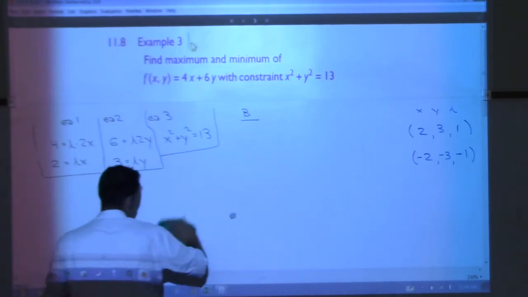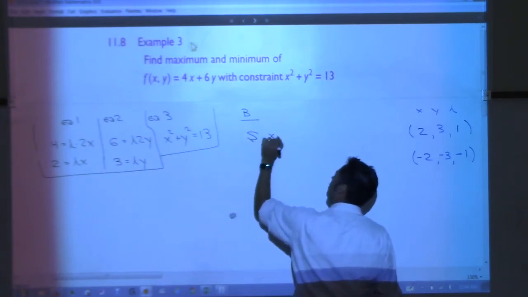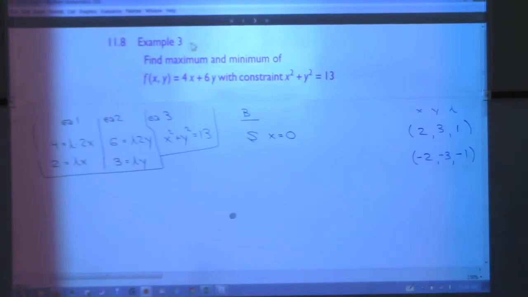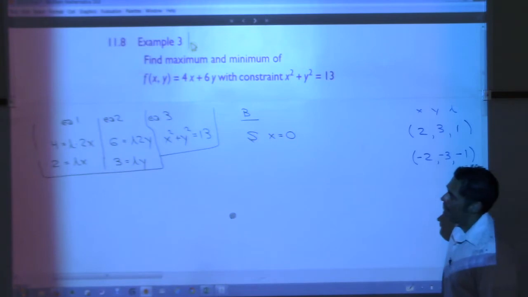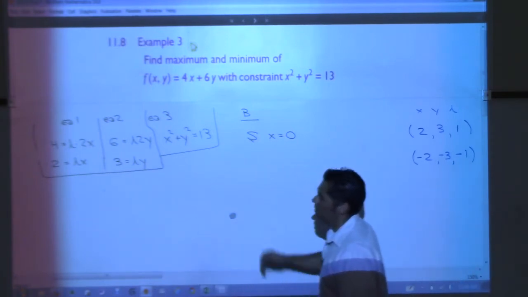Suppose, I'll use this symbol for suppose. Suppose x is 0. What does that mean? 4 is equal to 0. If x is 0, what can you tell me?